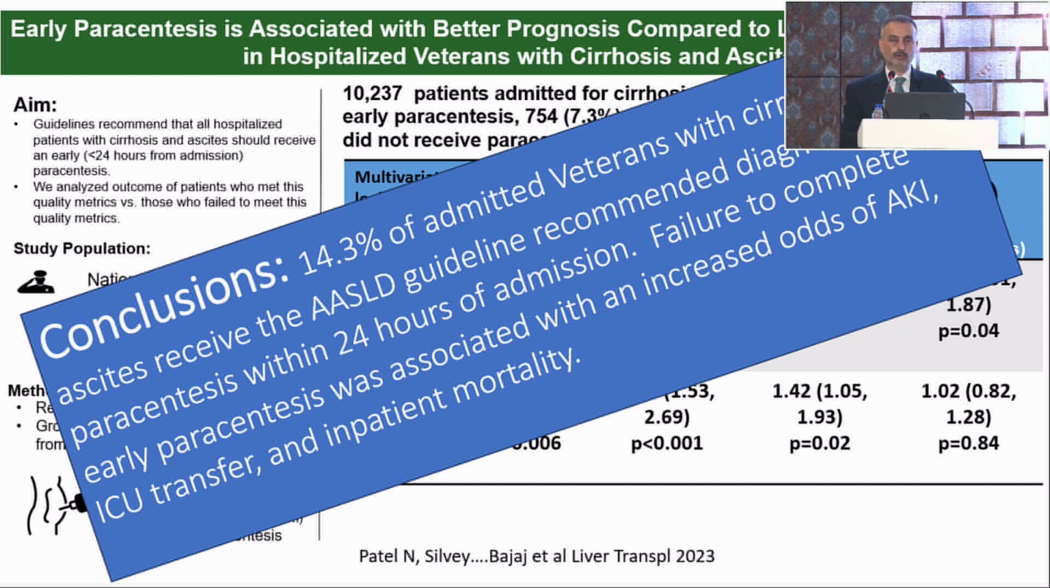You want to make sure that everyone with cirrhosis and ascites who gets admitted non-electively, even without signs of SBP, gets a TAP, at least a diagnostic TAP, because you may actually miss SBP in these patients.